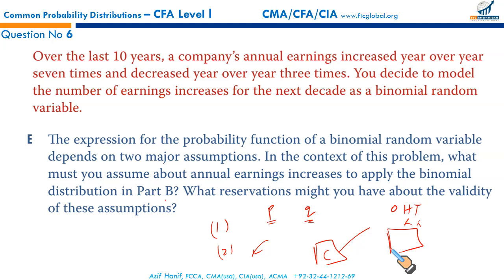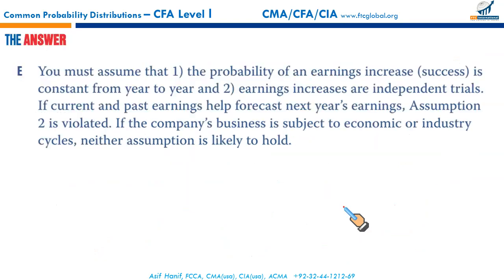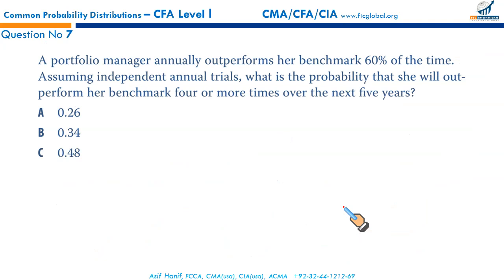Condition 1 is violated. And further, if there is some economic downturn or the business cycle, right, it affects all the firms and it will affect the earnings. And again, something has happened outside our scope of studies that is affecting the probabilities of success and failure. So in this case, neither assumption is likely to hold if there is economic upturn or downturn, or if there is any industry cycle involved. So that's the reservation. That's why this model in this case will have limited application.